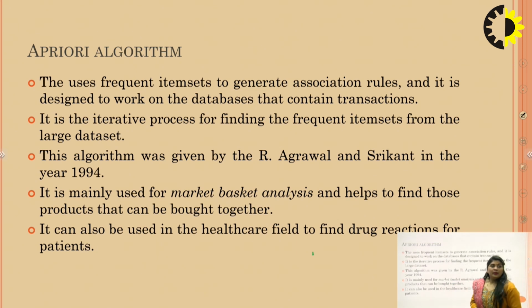It is mostly used for market-basket analysis and helps to find those products that can be bought together. The product items which can be bought together, we calculate using the Apriori algorithm. It can also be used in the healthcare field to find drug reactions for patients, like which drug will work for which kind of allergic patient. So we use this algorithm.